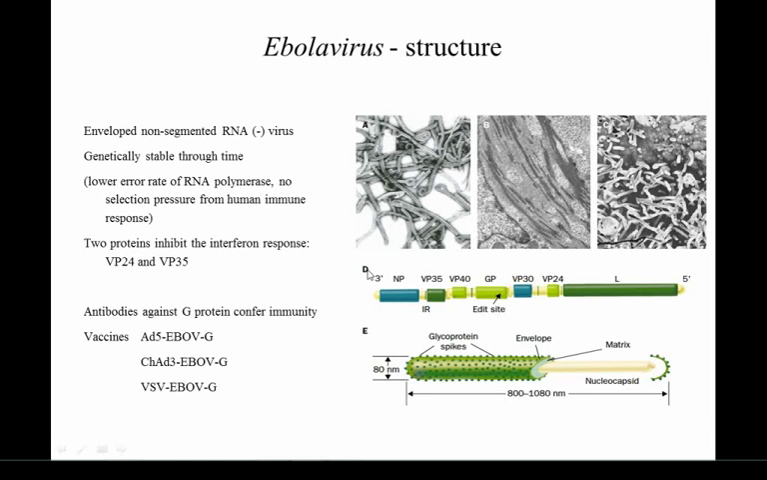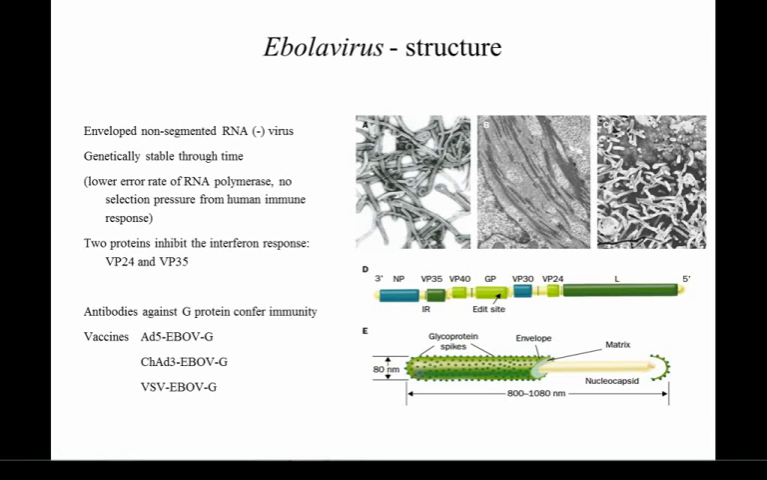If you look at the genome, what have we got here? L. This is the RNA polymerase, so the virus uses it for replicating its genome. NP, the nuclear protein, makes the nucleocapsid. And GP, that's the surface glycoprotein. It's on the outside. So GP and NP are the structural proteins. L is for virus replication. And then you have these other accessory proteins, VP35, 40, and so on.